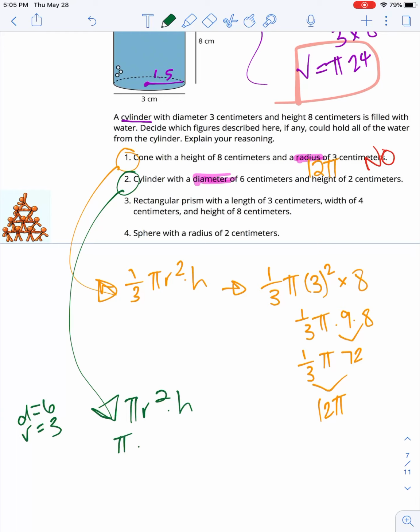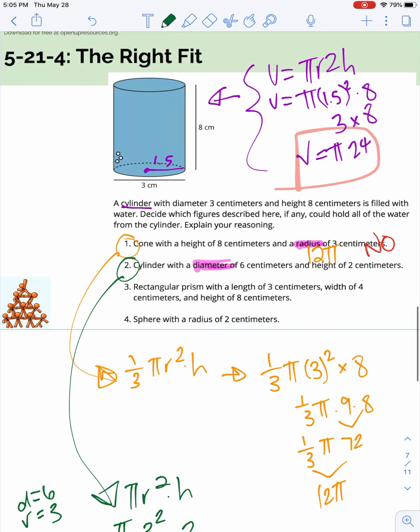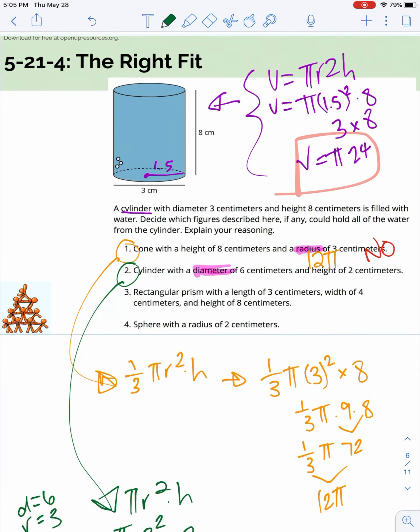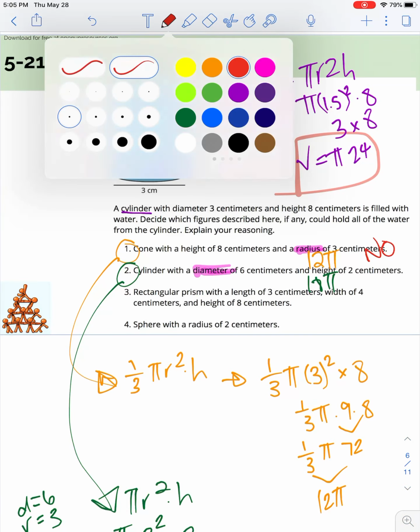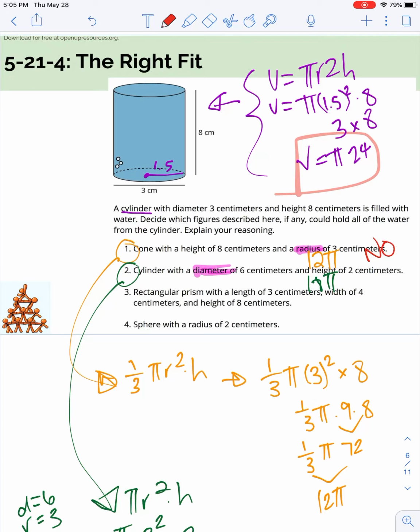So pi times 3 squared times height. Height is 2. That's 9 times 2 is 18. So we do not have a match. That is 18 pi. Was that what the question was? If any could hold all of the water from the cylinder. Oh, well, that's a no. That means it would have to be 24 or more, right?